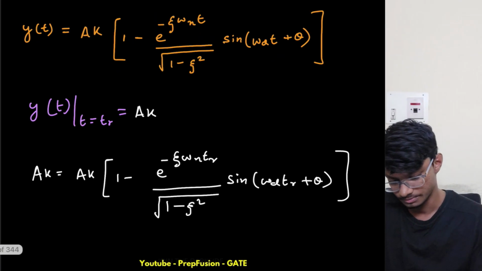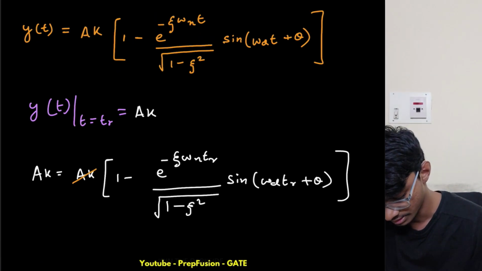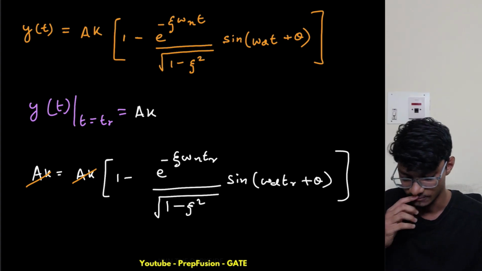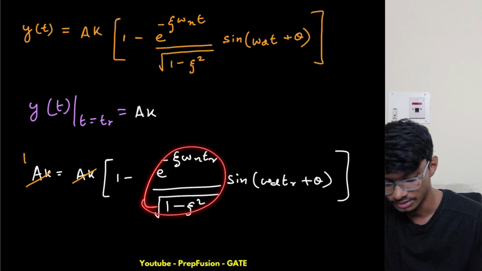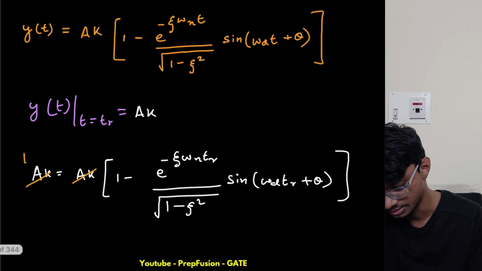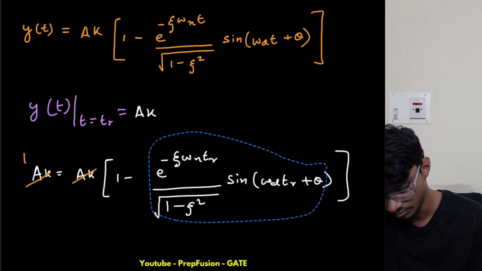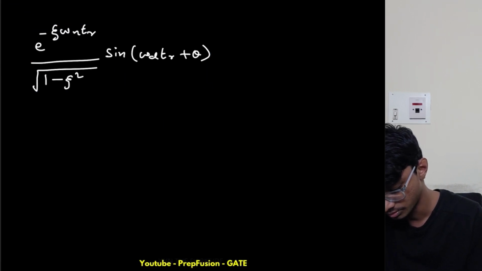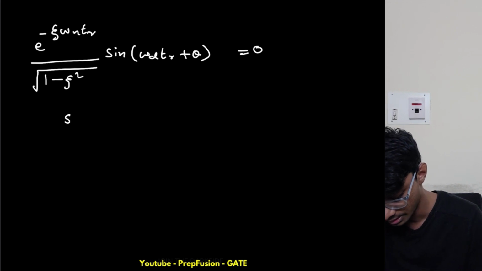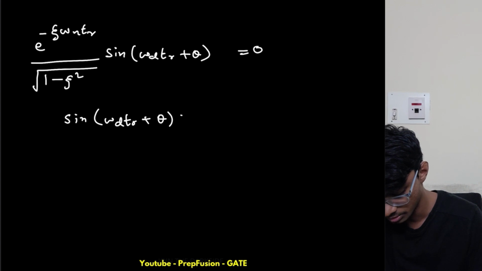So what I will do, simply this will get cancelled out, right? This I can cancel. Okay, so this will become 1, and 1 will also get cancelled. So this one will get multiplied with, okay, let me write this expression. So what will be my expression? I will get this equals to 0, hence my sine omega d TR plus theta should be equal to 0.